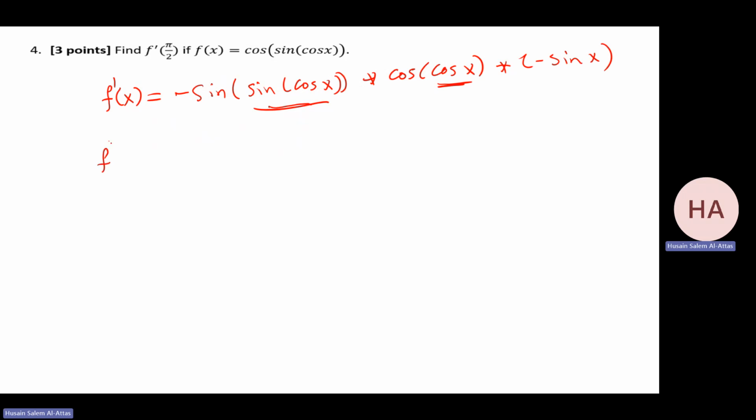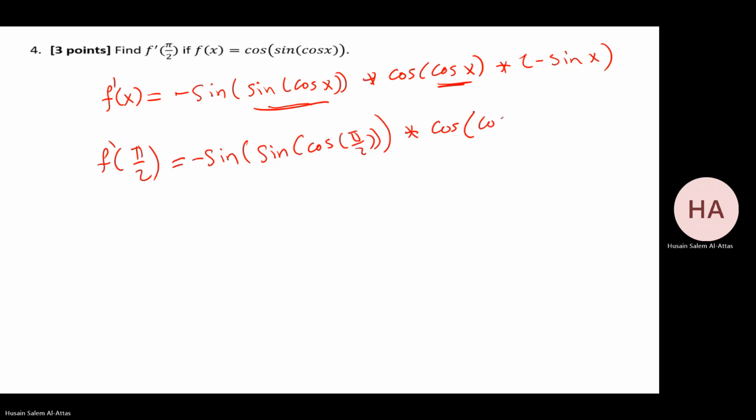What they want is f prime at pi over 2. That will be minus sine of cosine pi over 2, times cosine of cosine pi over 2, times minus sine pi over 2. Cosine pi over 2 is what? 0. So sine of 0 is 0 also. So this is 0.